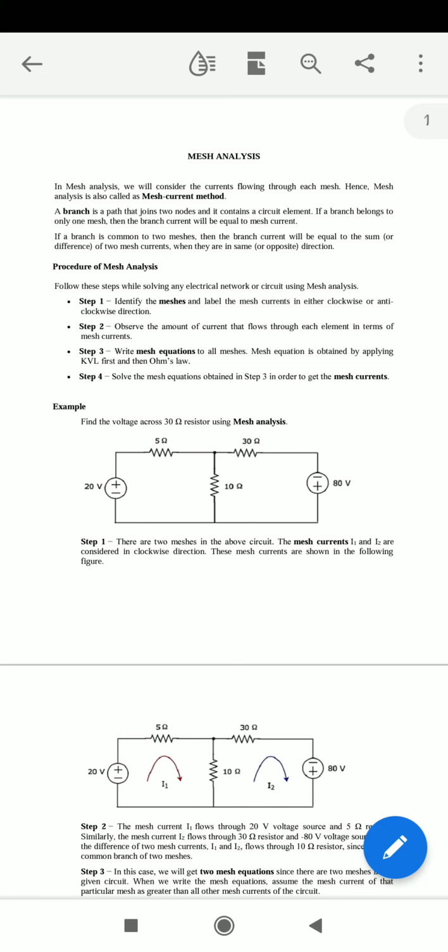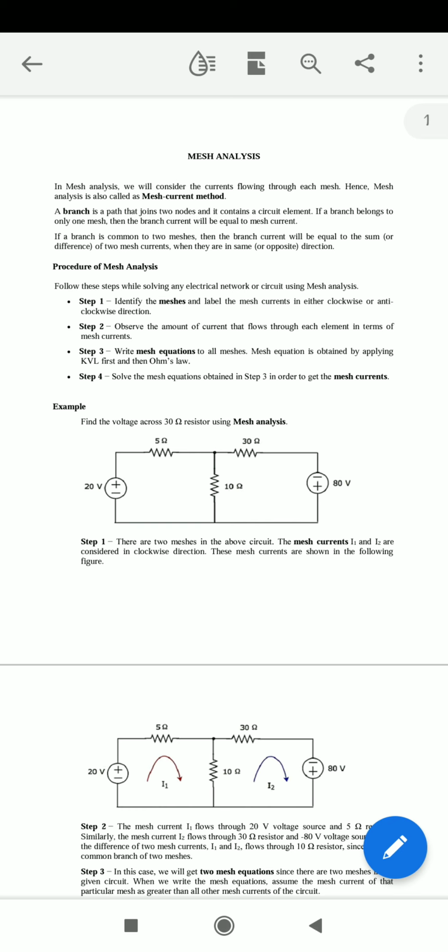Good morning all. Today we are discussing the topic of mesh analysis. First of all, what is a mesh? A mesh is a closed path in a circuit with no other paths inside it. Otherwise, a mesh is also called a loop.